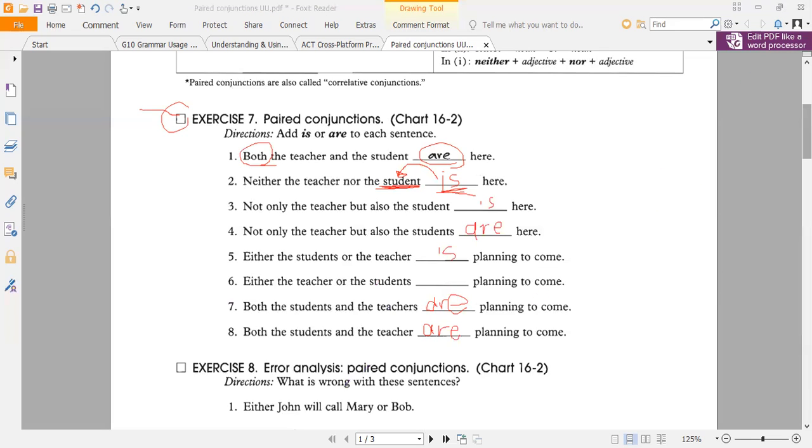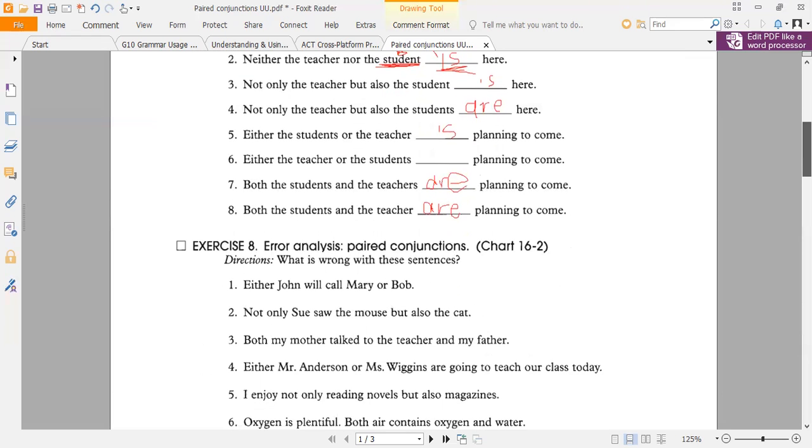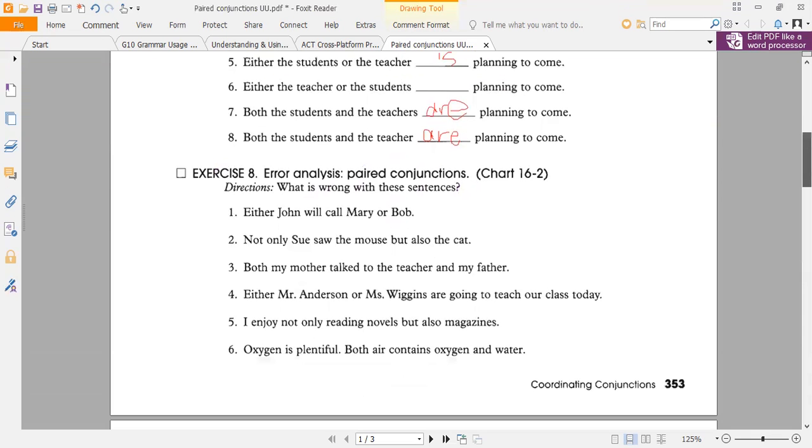All right, so next let's take a look at this exercise 8, which is error analysis. We're gonna look at these sentences and try to locate where the error is and correct it. Go ahead with number 1.